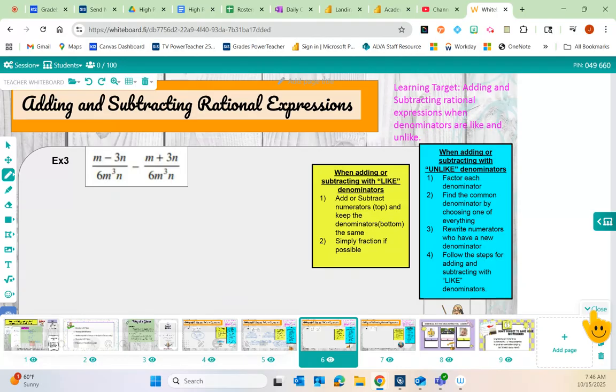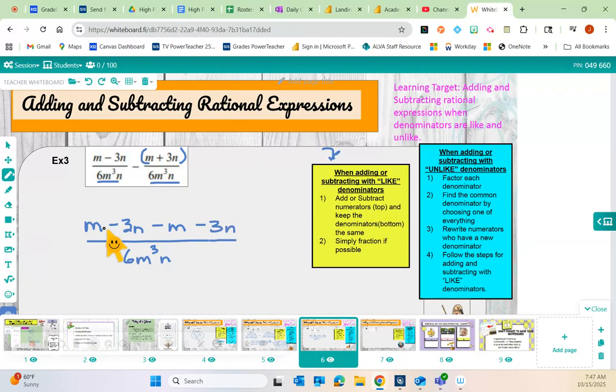We actually have a common denominator in this problem, so we'll follow the rules in the yellow box since we have the denominators that are the same. The only thing that you've got to be careful about is that you are subtracting, and I always like to say subtraction is like the devil and it causes us to make mistakes. So you're actually subtracting everything in this second numerator. So I'll bring down what's in the first numerator, m minus 3n, then I'll subtract m, then I'll subtract 3n.